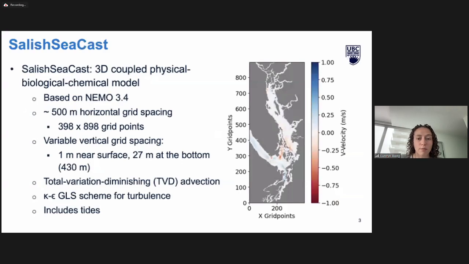Now I'll talk a little bit more about the model. I mentioned I'm using Salish Seacast, which, as Susan said, is a 3-dimensional coupled physical, biological, chemical model that's based on the NEMO 3.4 framework. There's about 500-meter horizontal resolution, which corresponds to 398 points in the X direction and 898 points in the Y direction. There's variable vertical grid spacing with smaller boxes starting at 1 meter near the surface where there's more variability and reaching larger boxes of 27 meters in the deep where the changes are more gradual. The vertical mixing is based on the K epsilon GLS scheme, and the model includes tides and has hourly output.